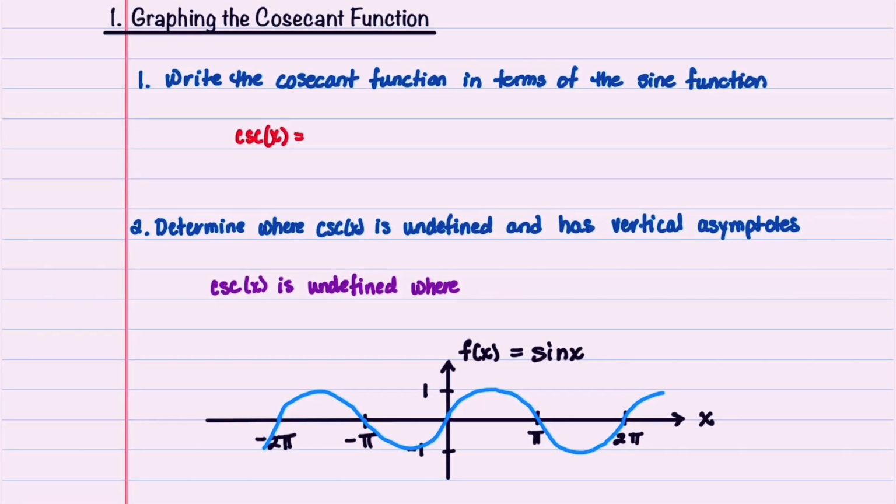Our first step in learning how to graph the cosecant function is to write the cosecant function in terms of the sine function. Cosecant x is equal to 1 divided by the sine of x. The second step is to determine where cosecant x is undefined and has vertical asymptotes. Cosecant x is going to be undefined where sine x is equal to 0.